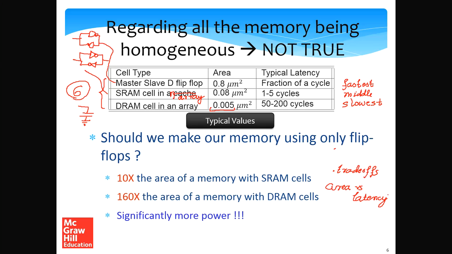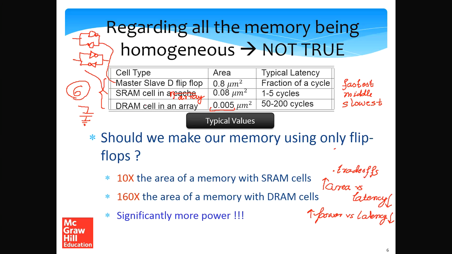So there are area versus latency trade-offs. As the area increases, the latency decreases. And similarly, the power versus latency trade-off as well. As the power increases, as we have more power, the latency decreases. However, the entire memory cannot be made of just flip-flop cells. Its capacity will be very low. It will not be power efficient. It'll consume too much power.